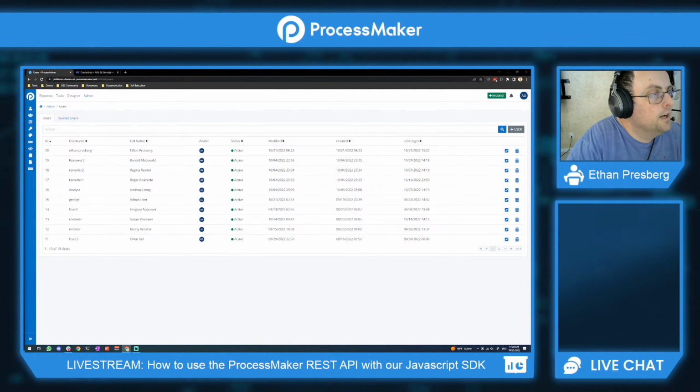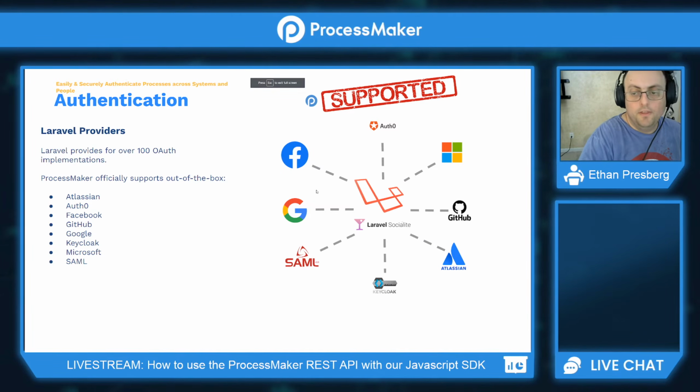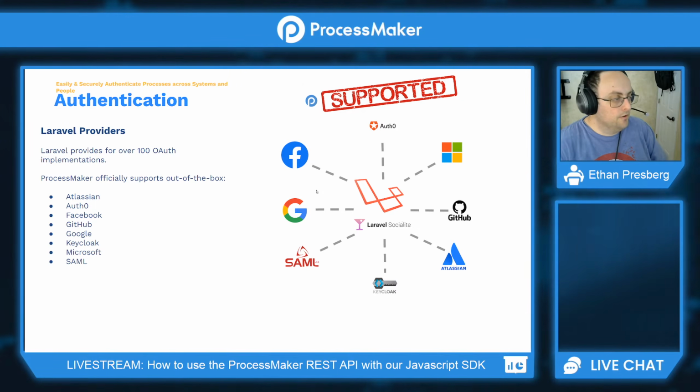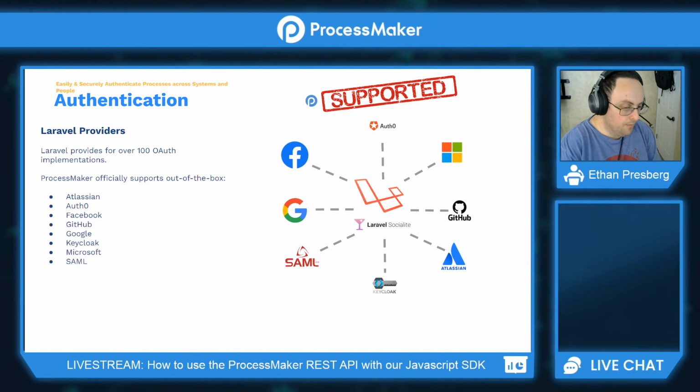So let me just show this over here real quick because of the question. This is basically the way that we handle single sign-on and authentication. As I mentioned, we're a Laravel shop, and we're using the Laravel Socialite package. And Laravel Socialite has hundreds of different single sign-on providers. But what you're looking at on the screen right now are the ones that our engineering team officially supports. So if you're an enterprise customer, these are the ones that if you have an issue with, we guarantee that we will support and help and fix to make sure that they work.